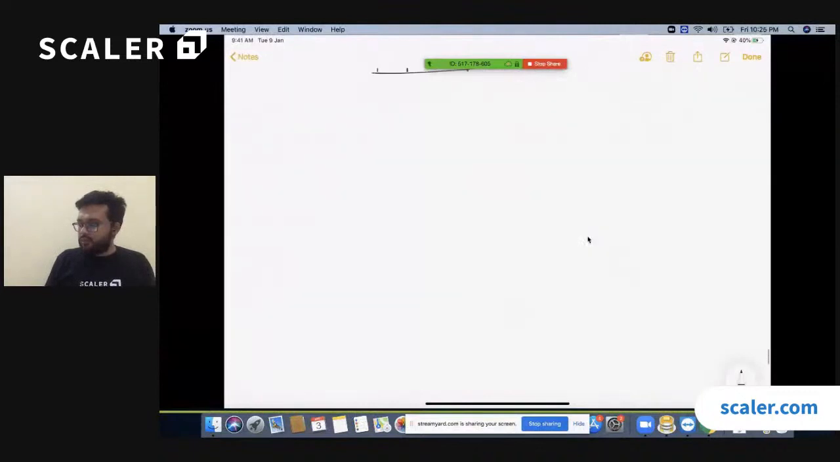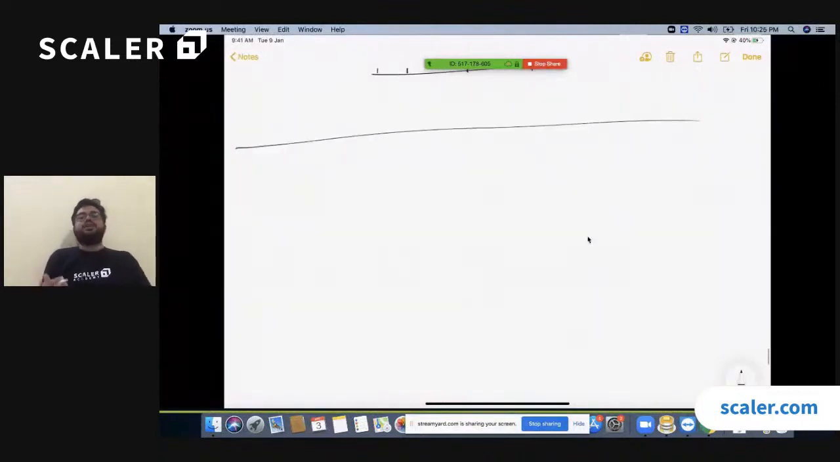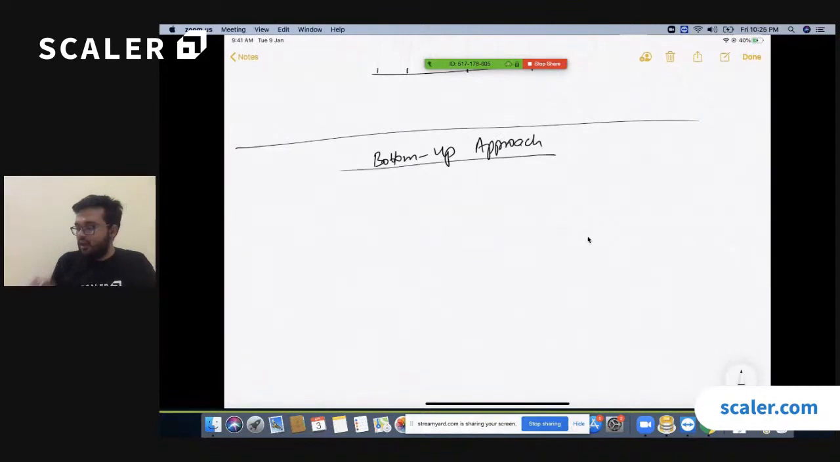Let me dry run this problem using the bottom-up approach, because top-down we have discussed very extensively. Let's discuss this using the bottom-up approach and try to dry run the party problem.